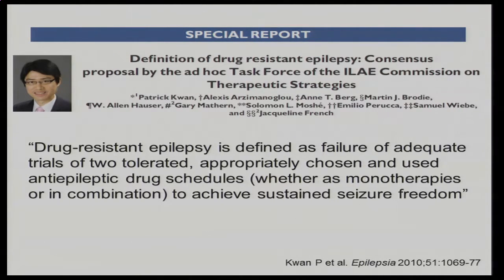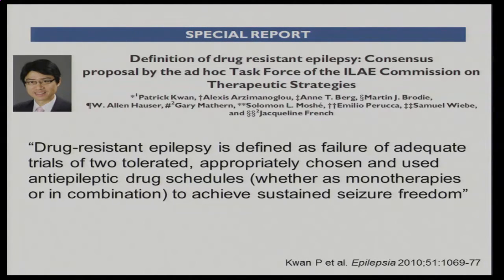And again, this is work from Patrick Quine, who works here at the Royal Melbourne Hospital, chairing the task force of the International League Against Epilepsy Commission on Therapeutic Strategy. And they came up with this definition. Drug-resistant epilepsy is defined as failure of adequate trials of 2 tolerated, appropriately chosen, and used anti-epileptic drug schedules, whether as monotherapies or in combination, to achieve sustained seizure freedom.